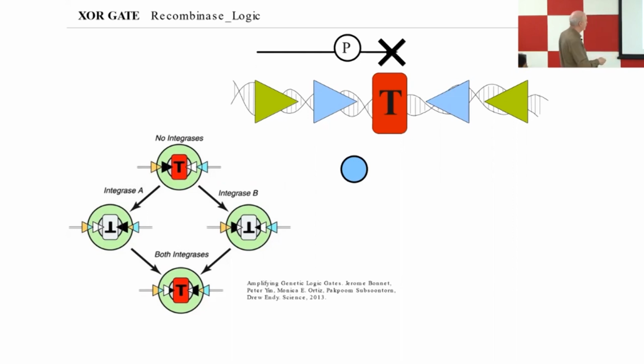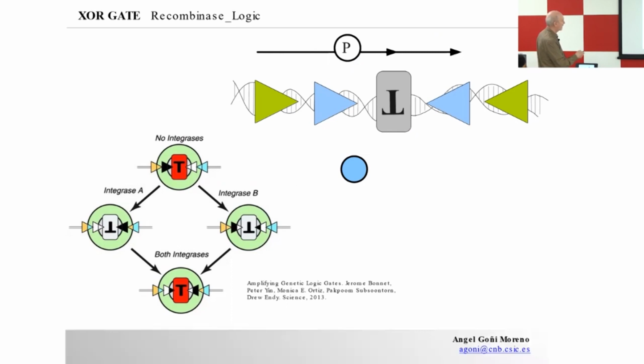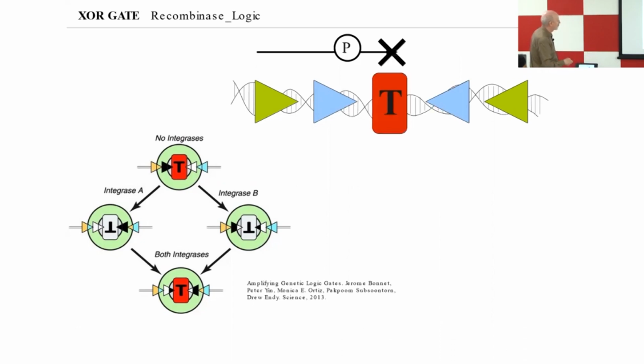But what happens when we express integrase A? What happens is that now it will flip around and the terminator will go into an orientation that will not be active. And therefore, transcription will proceed. Meaning that it is enough to have just one input, one of the integrases, and you have the reporter expressed, right? And when you express the other, we return to the starting point.